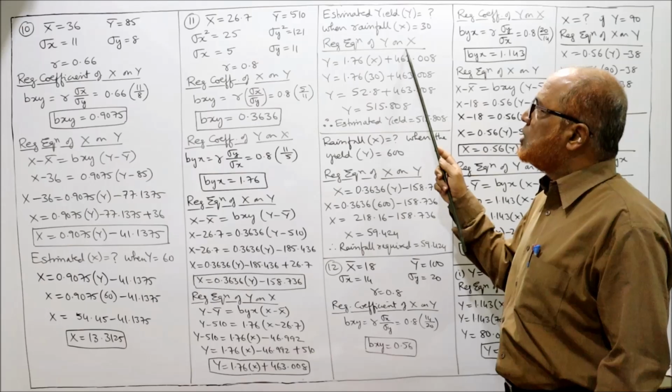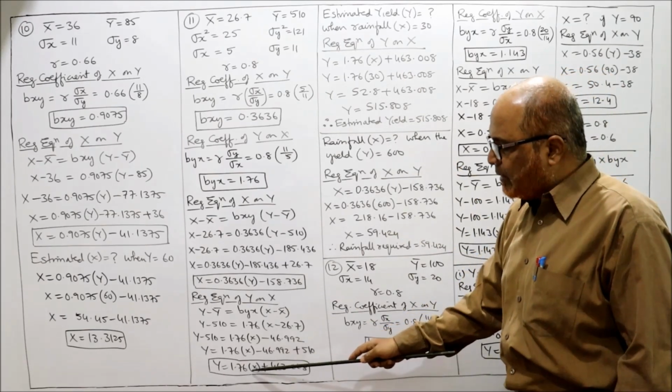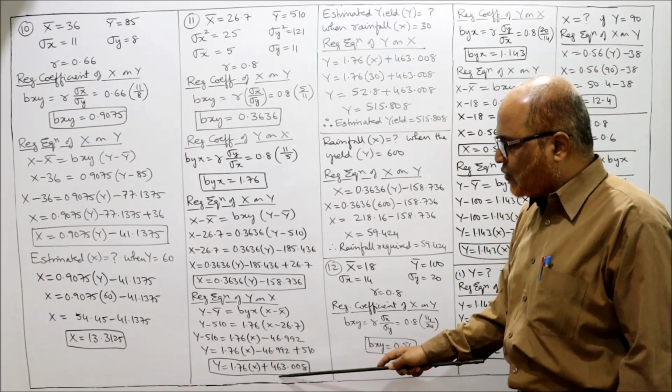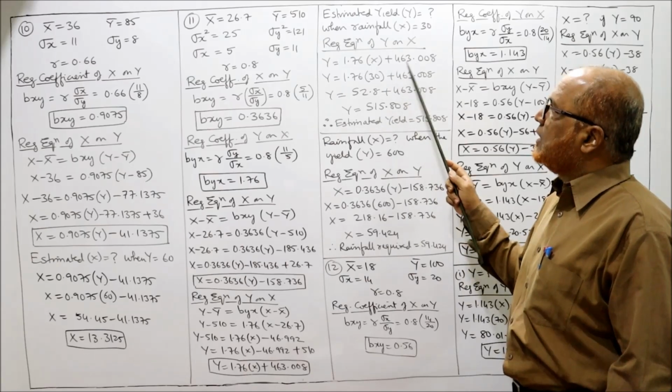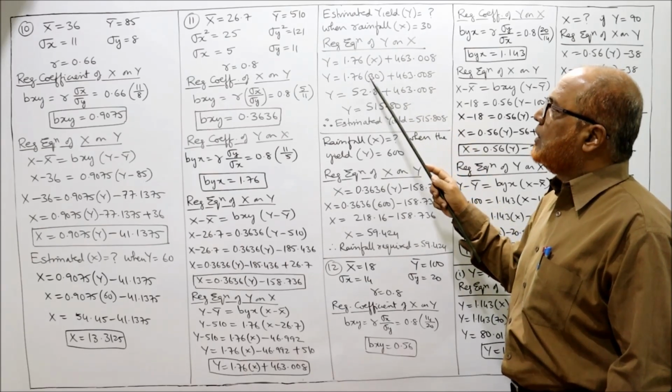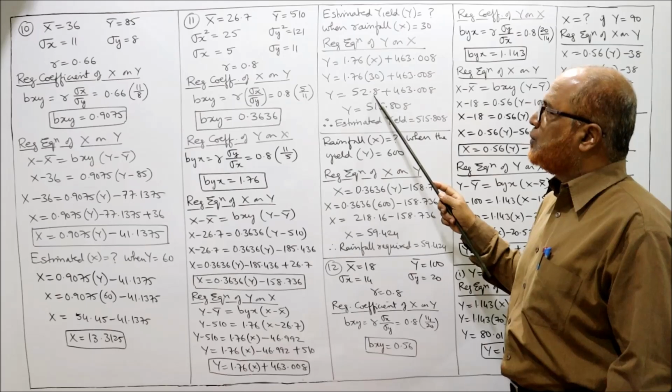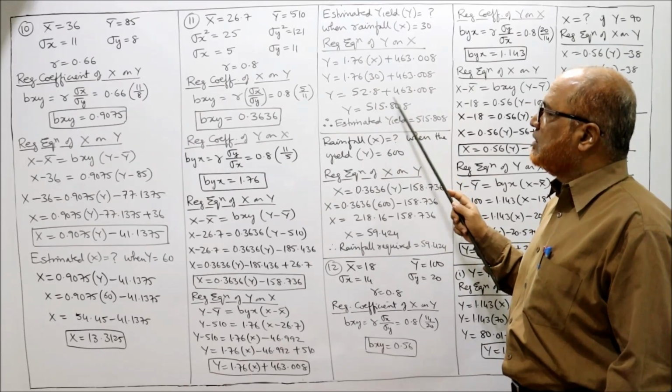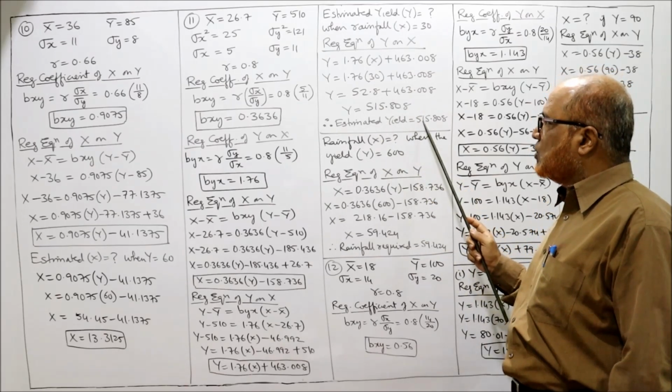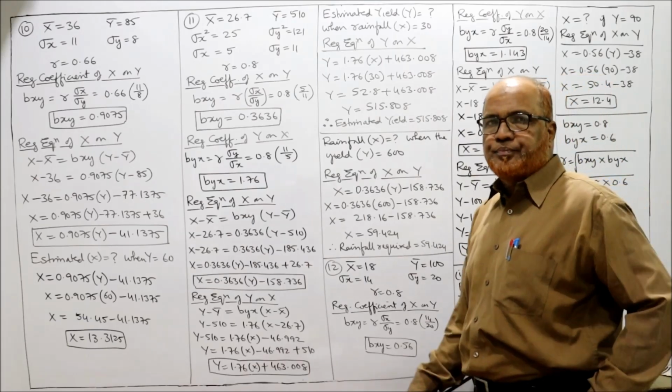तो regression equation of y on x here we are having 1.76x plus 463.008. तो x के place पर 30 ले लो, तो 1.76 into 30 is 52.8, plus 463.008. So ultimately estimated yield is equal to 515.808.